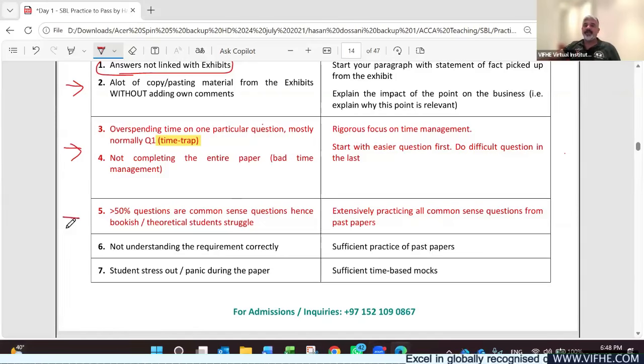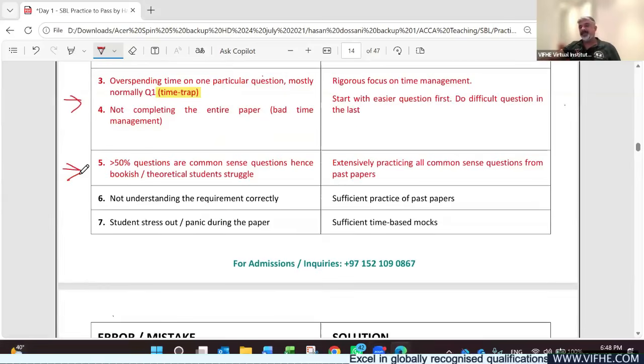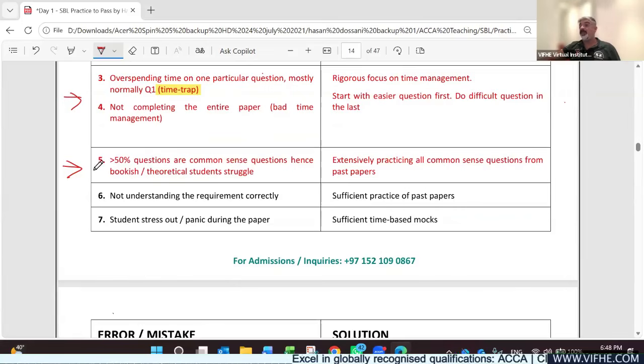The third most common reason is, as I mentioned earlier, more than 50% of the paper is common sense. And since students are weak in common sense topics, they have not done sufficient common sense practice. This is the reason why they fail.